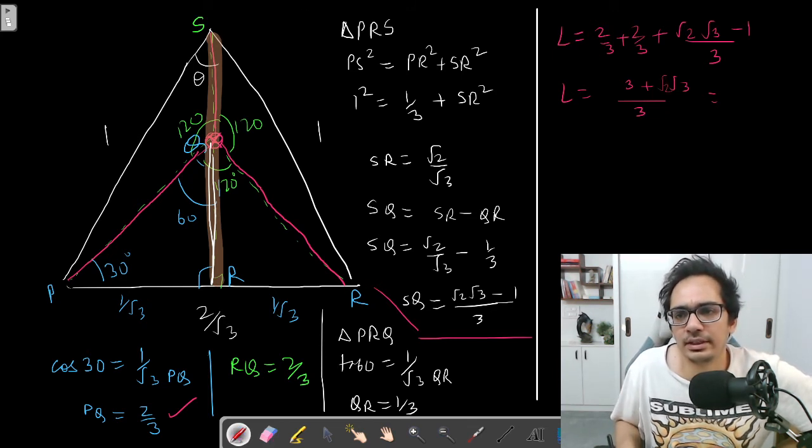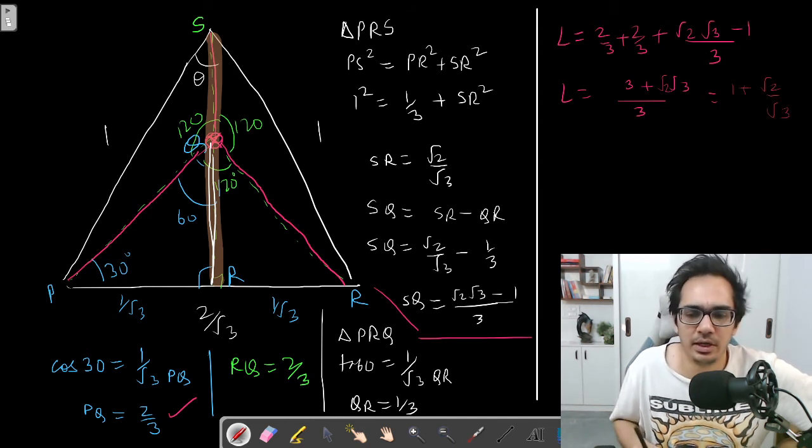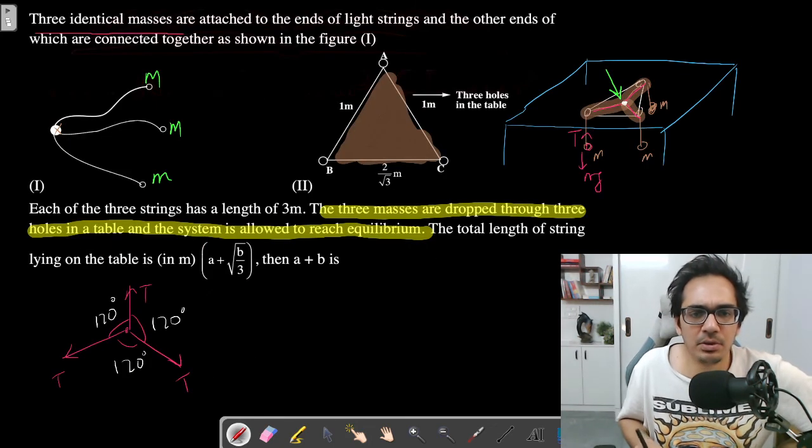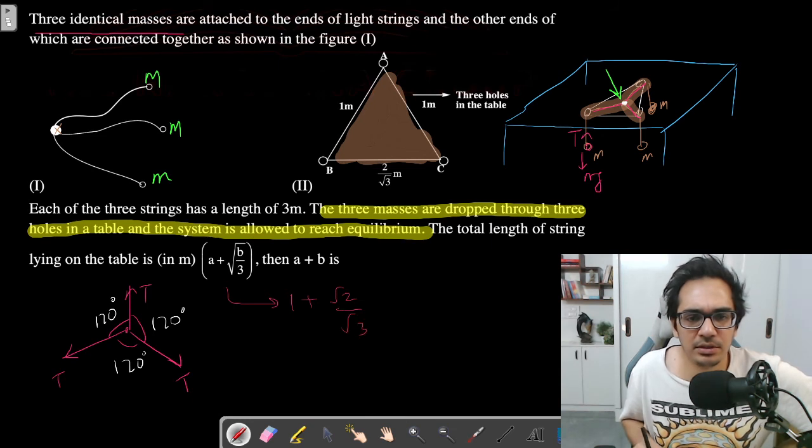Now 3 will get cancelled. So this will be 1 plus root 2 by root 3. And in the question it was a plus b by root 3. And we have got 1 plus root 2 by root 3. So that means a is equal to 1, b is equal to 2. So a plus b is equal to 3, which is your answer.